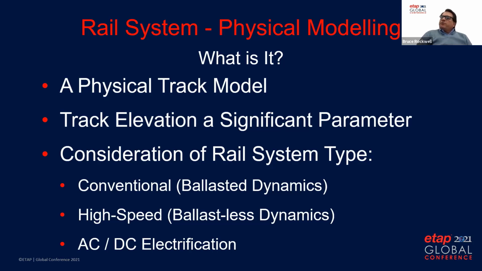We're able to evaluate the elevation of the track, which is a significant parameter mechanically, and considerations of rail system types is something that's important. So we would look at a conventional versus a high-speed rail system. And we're going to talk about power systems. So we would integrate our AC or DC electrification power system into this discussion.